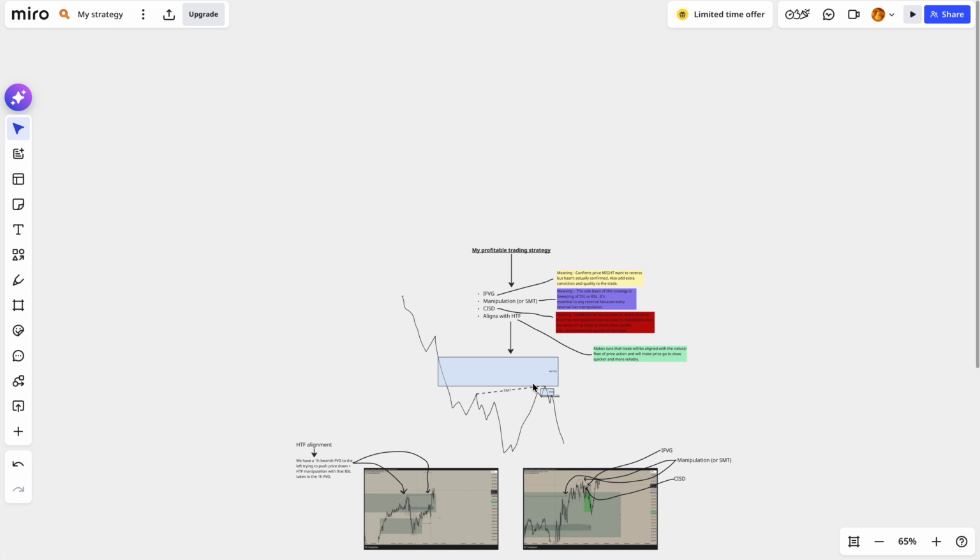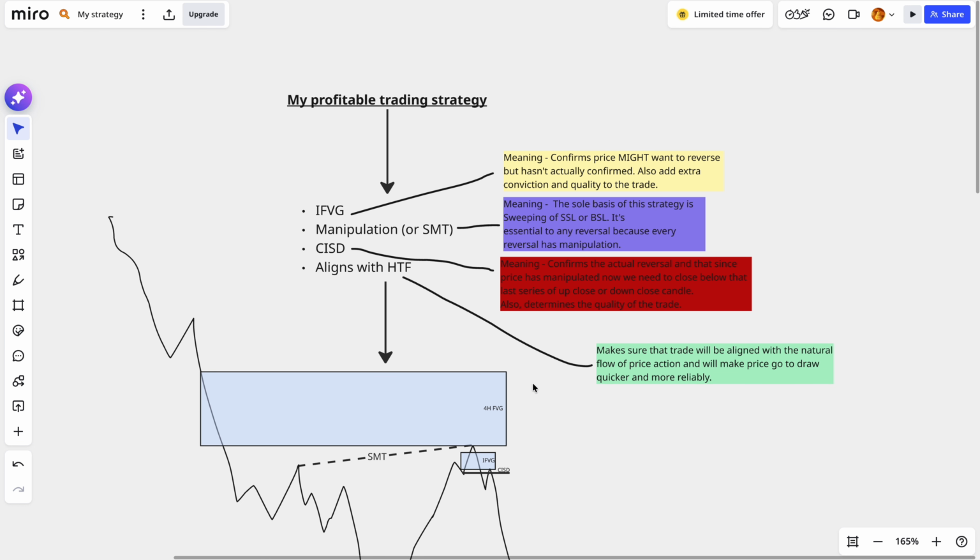So yeah, and then I'm going to talk about the meaning behind what these imbalances mean. So the meaning of the IFPG is it confirms price might want to reverse, but actually hasn't confirmed. The change of the state confirms, but the inverse value gap just explains what the volatility might be, and just gives us more confluence instead of just a change of the state, and also adds conviction and quality to the trade, which I just said.